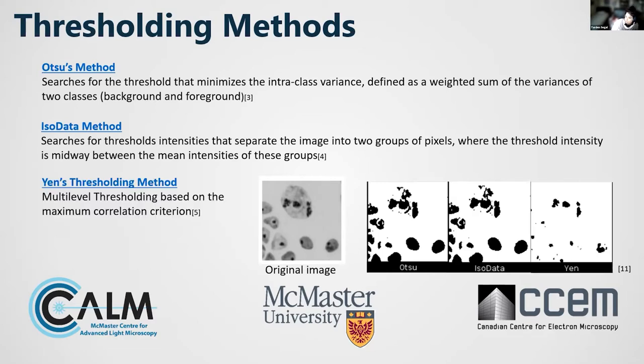And then Kapur's thresholding method, which uses multi-level thresholds based on the maximum correlation criteria. There's also a lot of cost function analysis in that method, and it's a little bit more complicated. But in the link here, if you follow this reference, there's a good page that shows all the different methods as well as links to their papers if you want to know more about them.